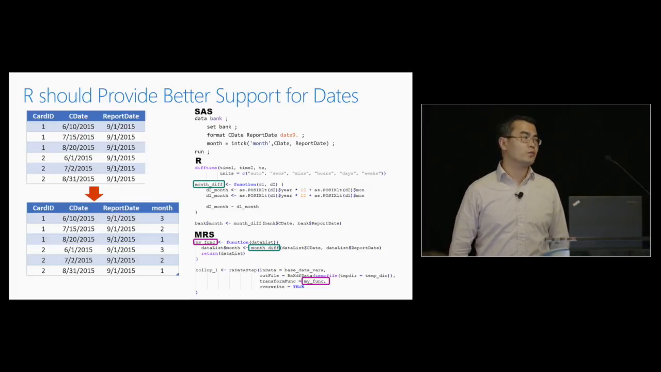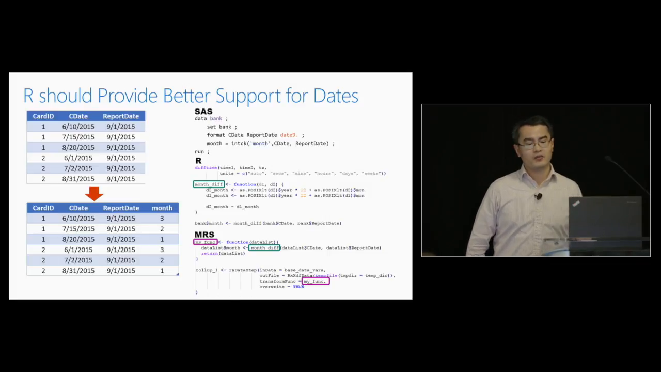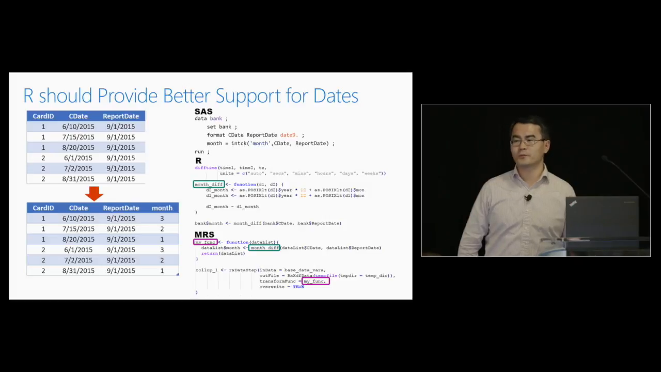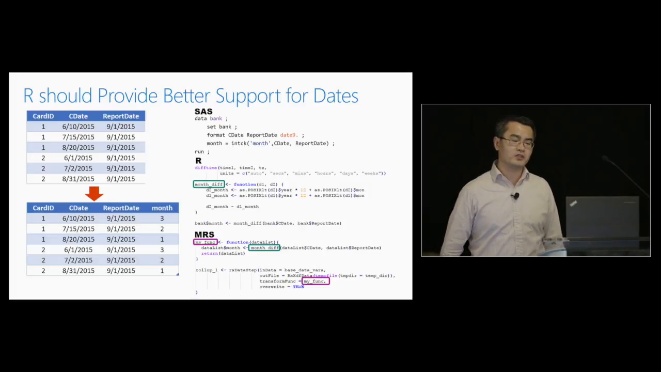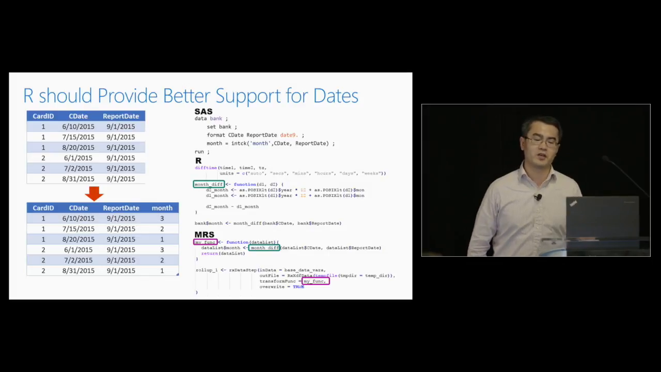When we started with R, we looked into the difftime function. If you look at units here, there's seconds, minutes, hours, days, weeks. The only one missing is the one we want to use. So we had to write a custom function just to calculate the difference between the two dates in number of months.